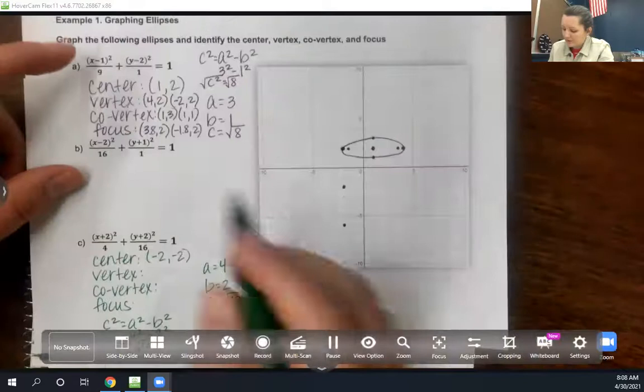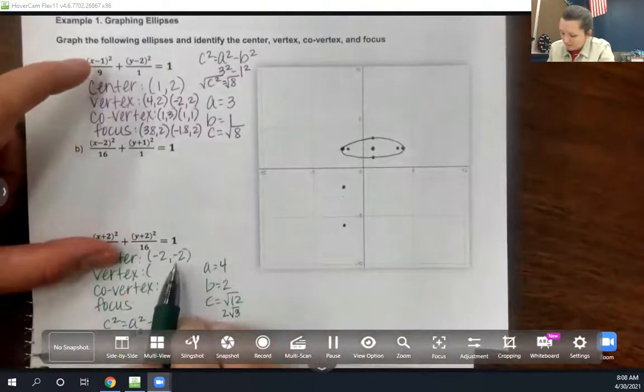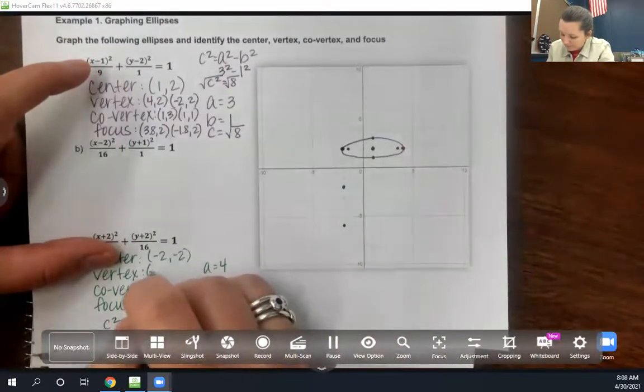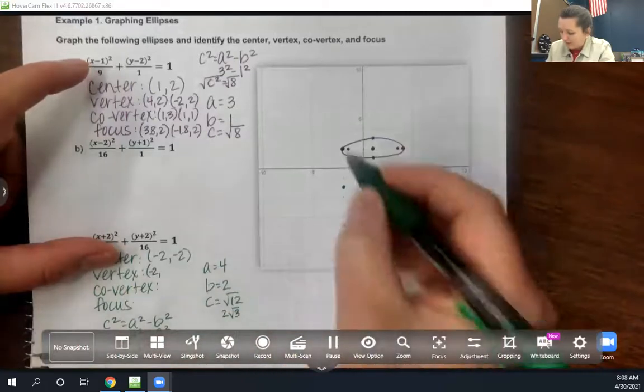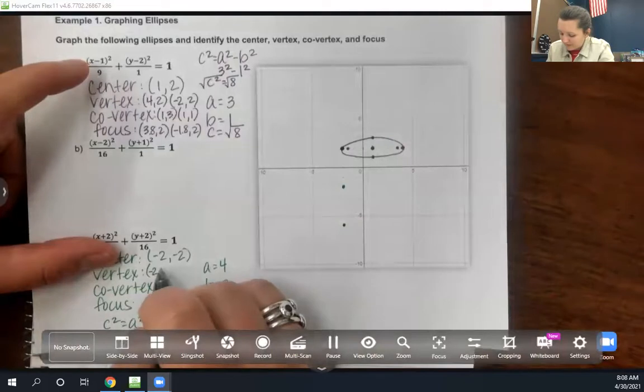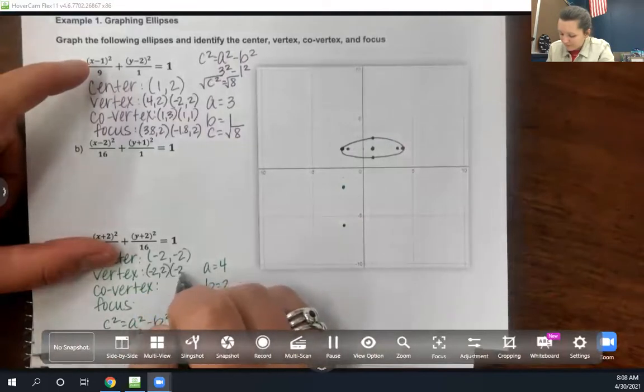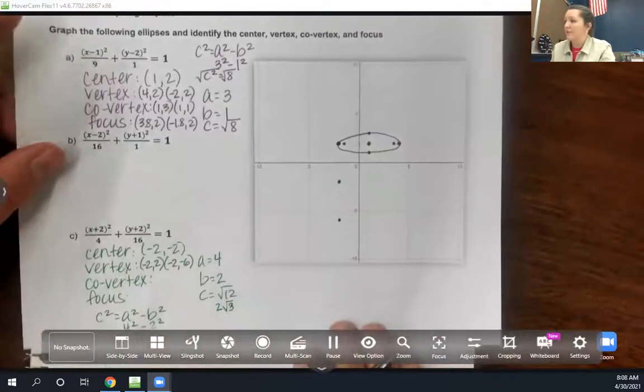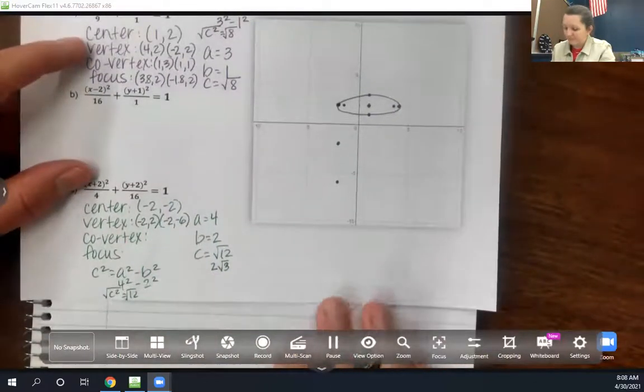All right, so what are these points? Let's see, you can either take your y value and add 4, or just count on here. So I have negative 2 plus 4, that's 2. And I have negative 2 minus 4 is negative 6. So there's my 2 points for my vertex.